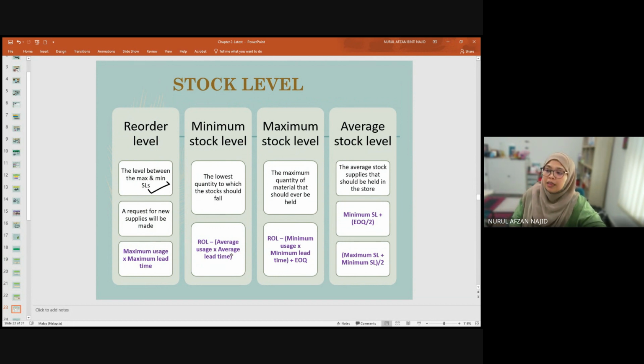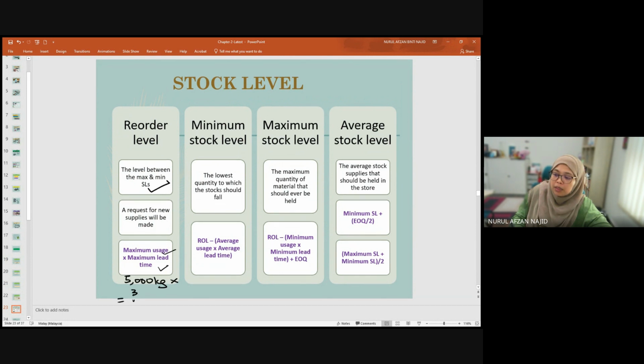So how to calculate the reorder level? Menggunakan maximum usage and maximum lead time. Darabkan dua-dua tu. Contoh, maximum usage dia 5,000 kg, darabkan dengan maximum lead time 3 minggu. Darab je dengan 3. So dapat berapa? 15,000. Macam tu je. It's very simple procedure, calculation. Okay?